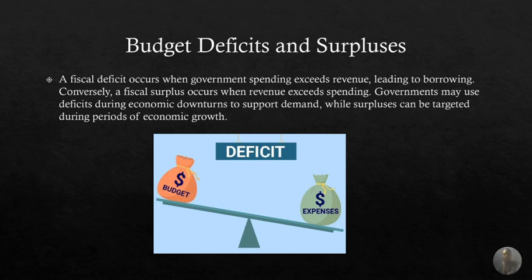The government may use deficit during economic downturns to support demand. So we might end up having the government go an extra mile to use a deficit to stimulate or support demand in the economy, while a surplus can be targeted during the period when the economy is growing, when we're having rapid economic growth. That's when we can attain a budget surplus or a fiscal surplus.